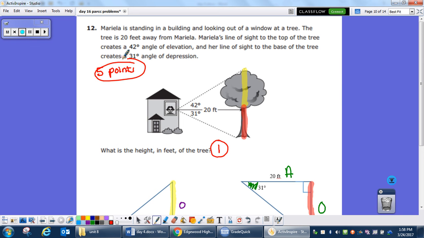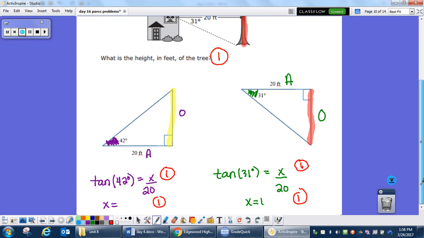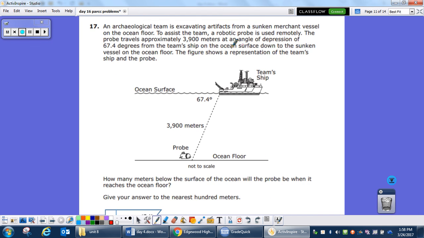All right. Number 17. So in number 17, you have the ocean floor and the ocean surface. You have a ship and a probe. The probe's traveling 3,900 meters at an angle of depression. So they've diagrammed that for you. The question asks, how many meters below the surface of the ocean will the probe be when it reaches the floor?